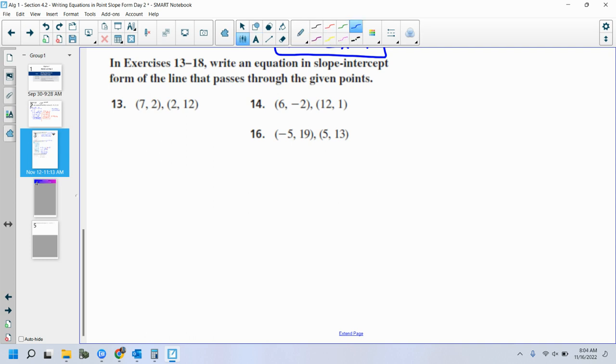Ravel? 16. Okay. So first, now, same process. Find the slope, pick a point, point slope, solve for y. Zach, how do I know that I need to solve this one for y? Yeah. Exactly. Read the directions. So my slope is 13 minus 19 over 5 minus negative 5.